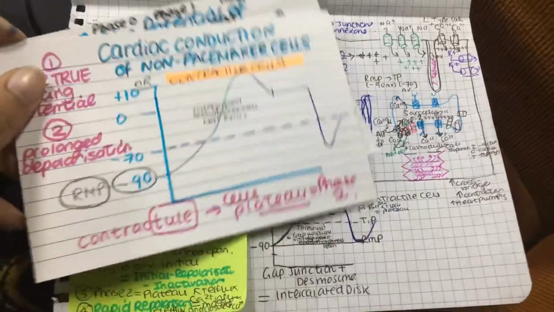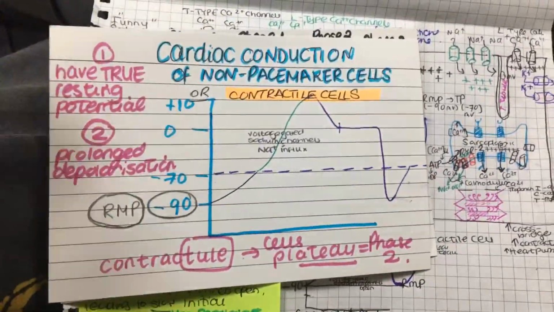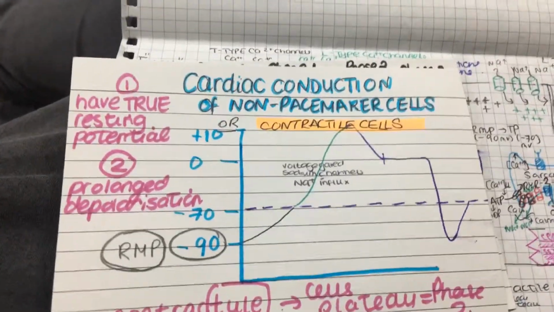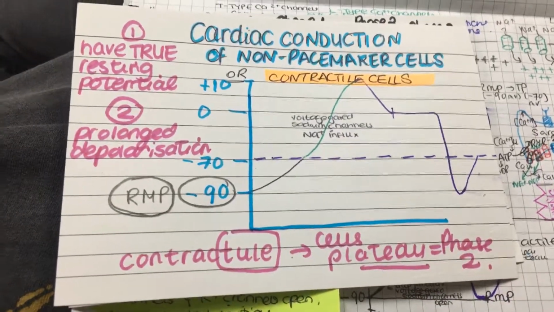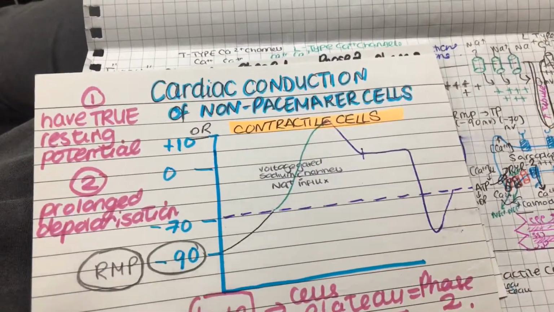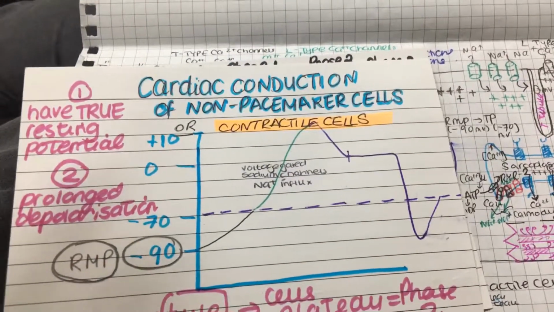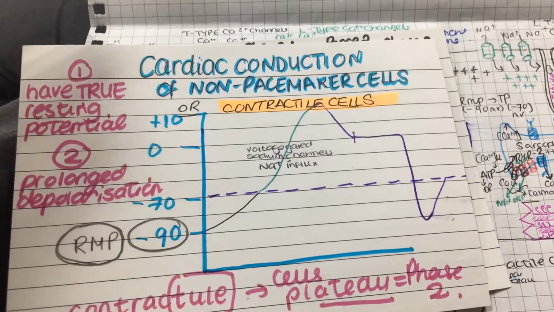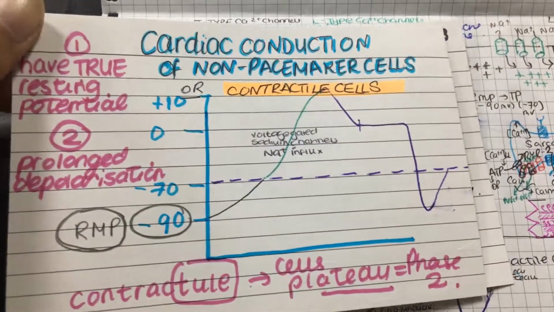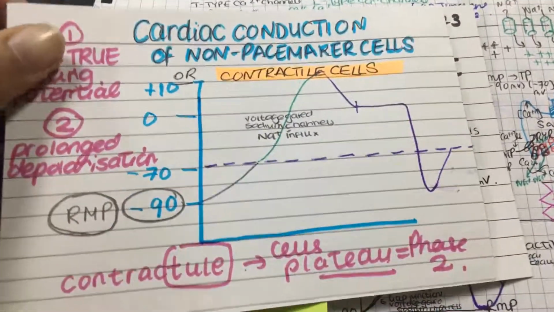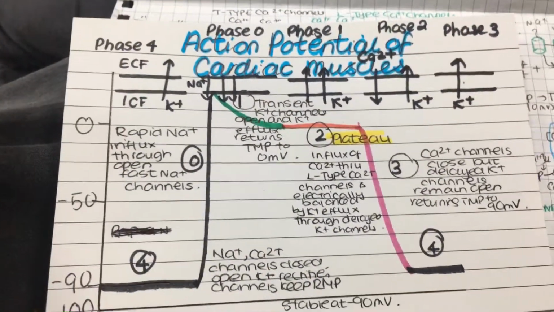So there are different ways to draw the diagram or the graph for what happens when cardiac conduction occurs in non-pacemaker cells, but this is mainly it. The way I identify that the action potential graph, the membrane potential graph, is for non-pacemaker cells, aka contractile cells, is by looking at the plateau phase. If there is a plateau phase, then it is a contractile cell or a non-pacemaker cell, because the plateau phase is characteristic for that.